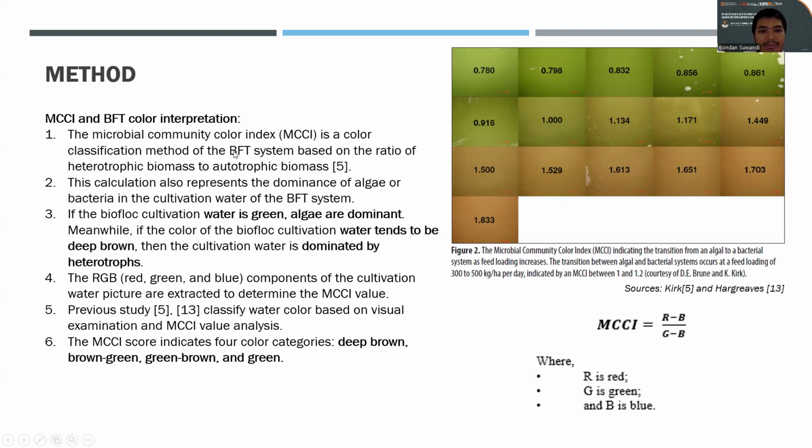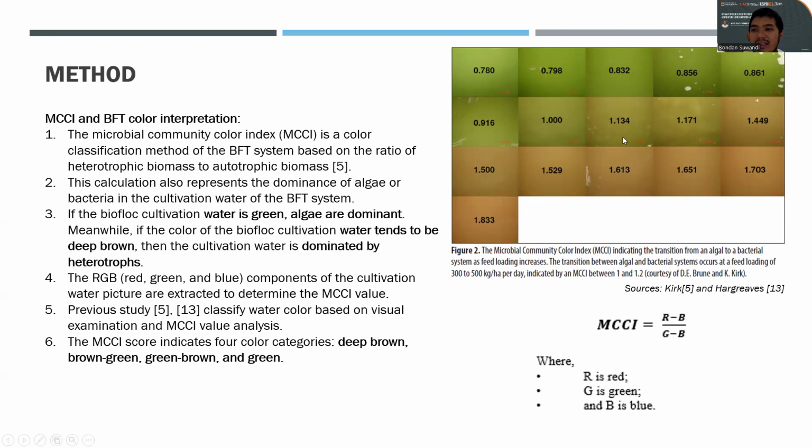So basically, the BFT system method is based on the ratio of the heterotrophic biomass to the autotrophic biomass. This calculation also represents the dominance of algae or bacteria in the cultivation water of the BFT system. As I mentioned before, when the water is green, it means algae are dominant. Meanwhile, if the water tends to be deep brown, it means it's dominated by heterotrophs.